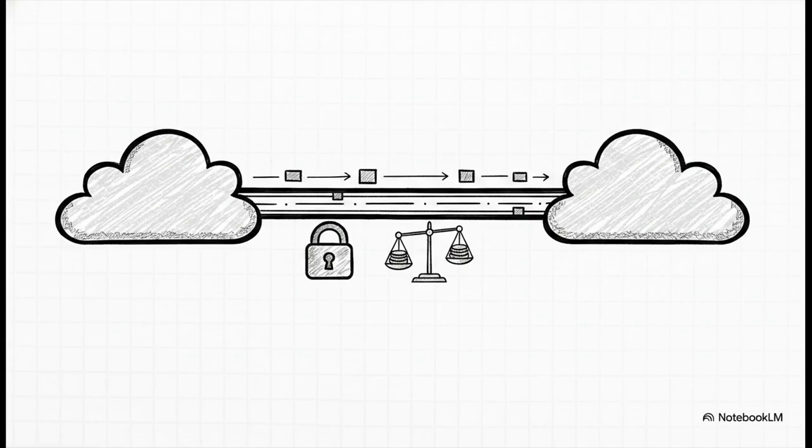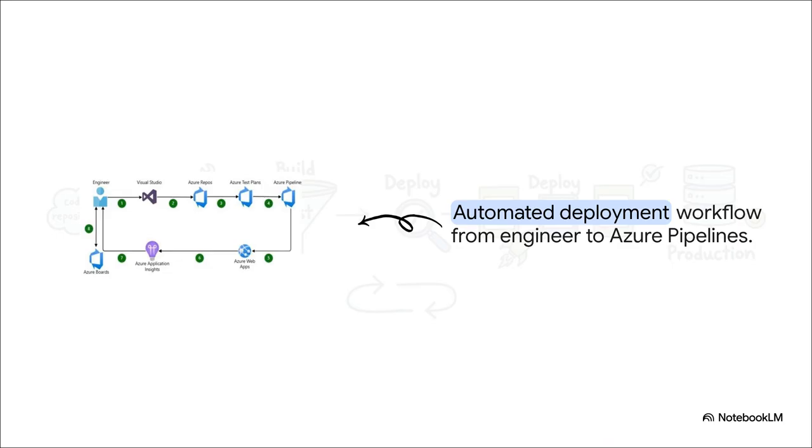Now, what's really interesting about this workflow is following the journey of a single piece of code. It starts at the engineer's workstation, moves through Visual Studio, and seamlessly integrates into Azure Repos for version control. Then, it passes through automated test plans and finally deploys via Azure Pipelines. Standardizing this entire tool chain creates a highly predictable loop. It eliminates human error and vastly speeds up the delivery process.